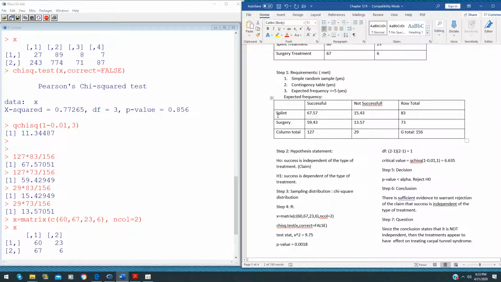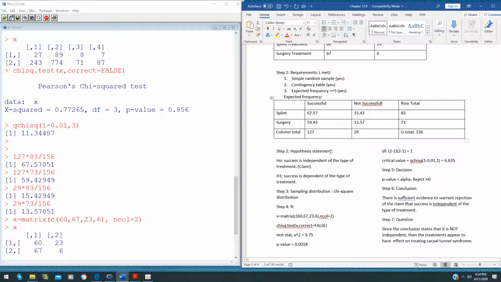Not successful for splint, you take 29 times 83 divided by 156, you get 15.43. And not successful using surgery is 29 times 73 divided by 156, you get 13.57. Again, this is all pretty easy calculation here. And all this expected frequency that you figure out here is greater than 5. So in this case, it does fulfill requirement number 3.